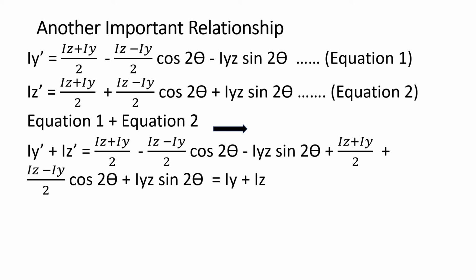This means that if we have a set of centroidal axes, the sum of the moment of inertias about both the axes would be equal to the sum of the moment of inertias of any other set of centroidal axes. And how do we come to this conclusion? Well, you could see that this term should cancel out and these two terms would cancel out, and this would leave us with Iz plus Iy by 2 into 2, which gives Iy plus Iz. So I hope you understand this concept.